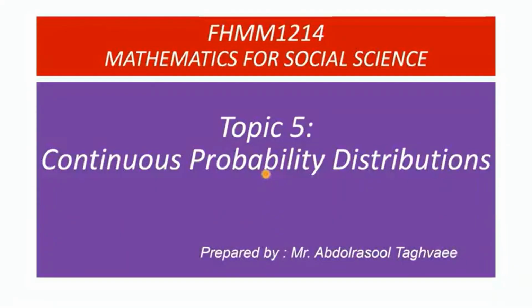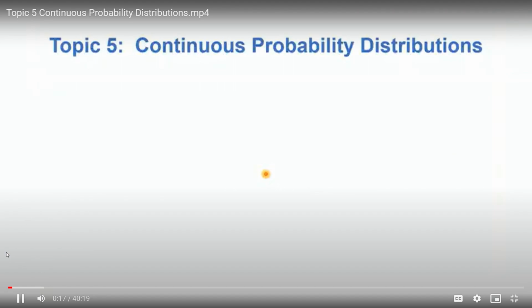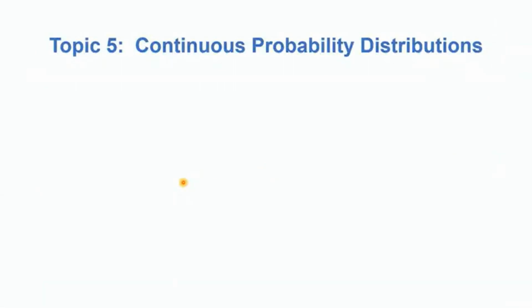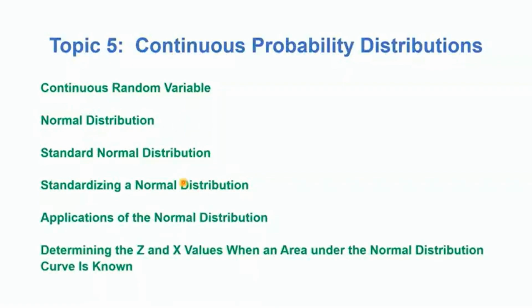I'm going to discuss topic 5, continuous probability distributions, for course FHMM 1214, Mathematics for Social Science. In this chapter, we will learn more about continuous random variables and mainly the normal distribution and some topics related to the normal distribution.